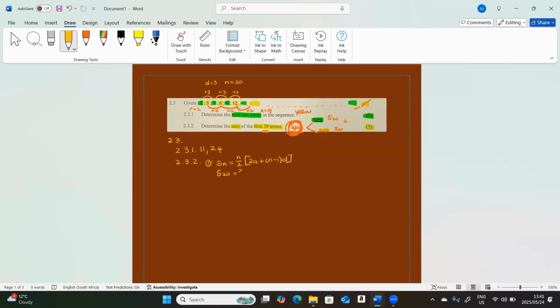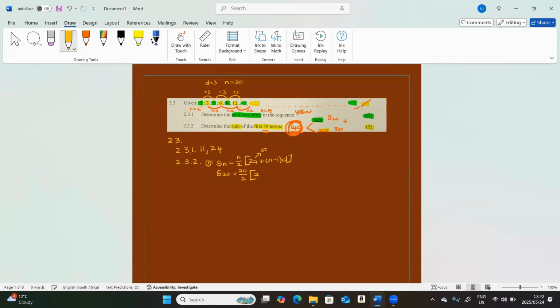So we are going to say 20 divided by 2, okay, times, remember, what does a stand for? Guys, what does a stand for in the number patterns formulas? It stands for your first term always. Okay, so this always stands for your first term. And your first term is 2. So you are going to say 2.